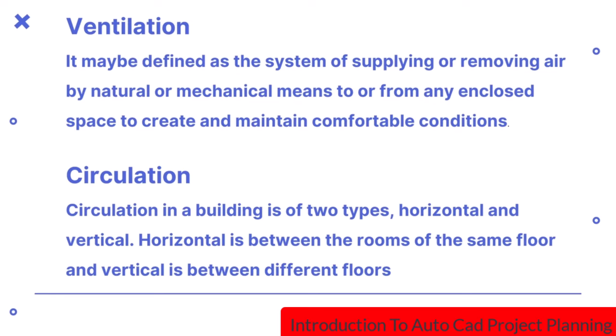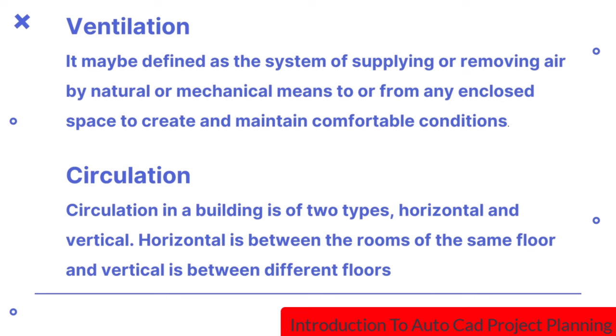A sensation of comfort, reduction in humidity, removal of heat, and proper supply of oxygen are the basic requirements in ventilation apart from reduction of dust. There are two methods of ventilation. The first one is natural ventilation, and the second one is artificial or mechanical ventilation.